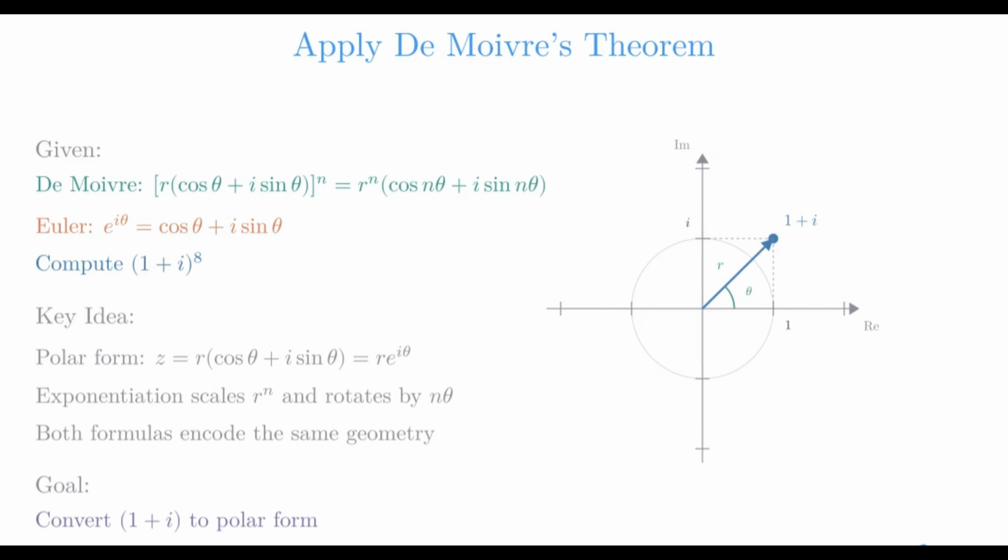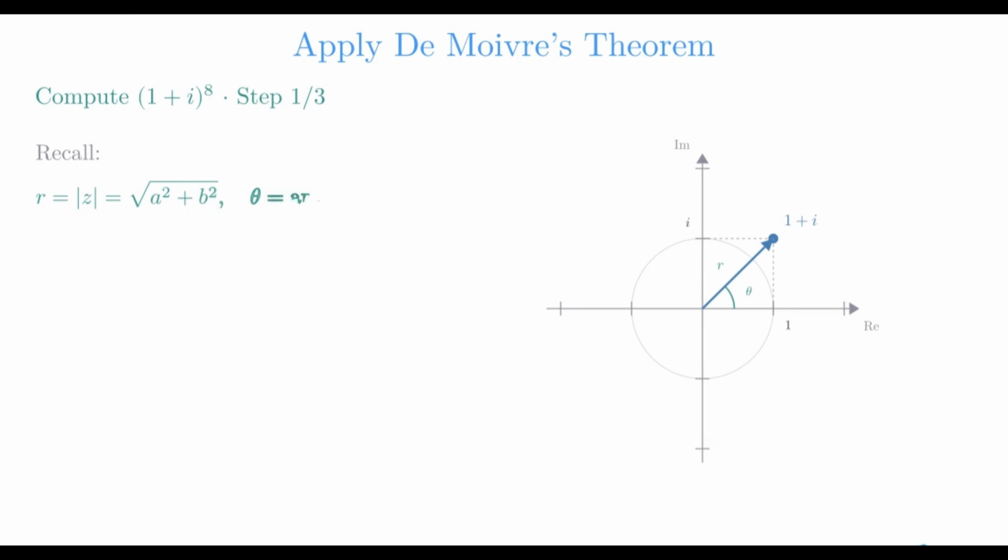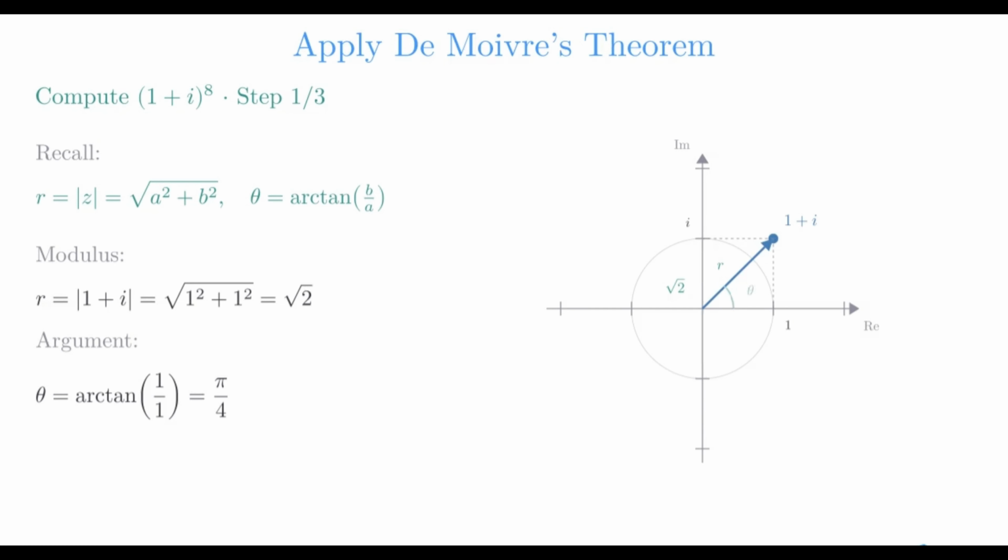Goal: convert 1 plus i to polar form. Apply de Moivre's theorem to compute the 8th power and see how Euler's formula provides the compact notation. Step 1. To convert a plus bi to polar form, find the modulus r and the argument theta. The modulus is the square root of 1 squared plus 1 squared, which is root 2. The argument is arctan of 1 over 1, which is pi over 4, or 45 degrees.